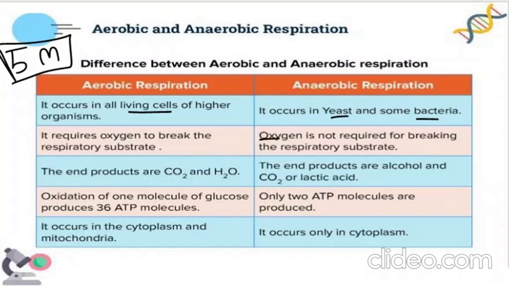Now, in aerobic respiration, the byproducts are carbon dioxide and water, and in anaerobic, it is alcohol, CO2, or lactic acid, any of these we produce. In aerobic respiration, after the respiration is done, oxidation is done, we get 36 ATP molecules. But in anaerobic, fewer molecules are produced, only 2 ATPs. Aerobic occurs in the cytoplasm and mitochondria, whereas anaerobic occurs only in the cytoplasm. So, this is your 5 marker question. Make sure to take a screenshot and remember the whole thing.